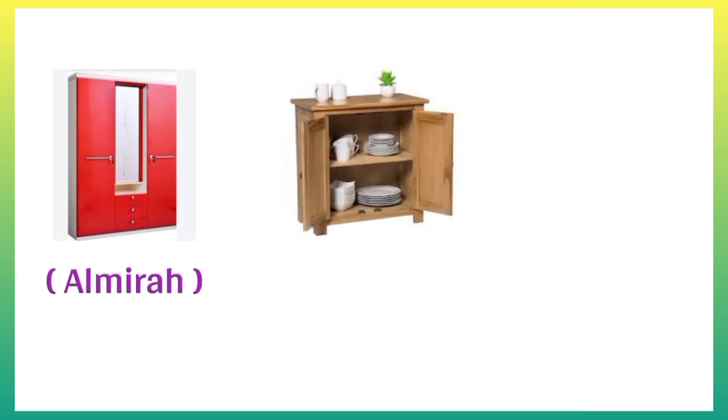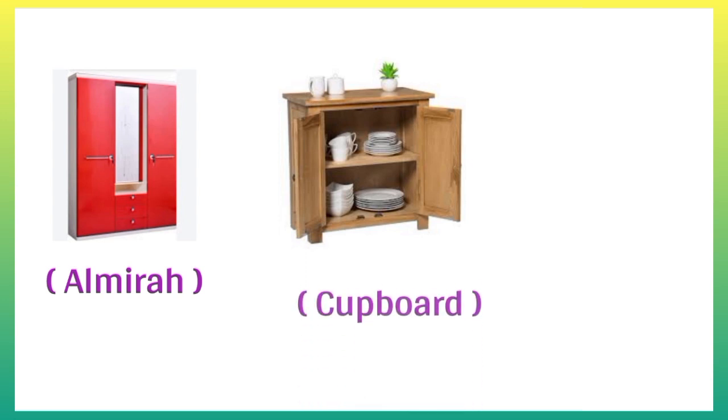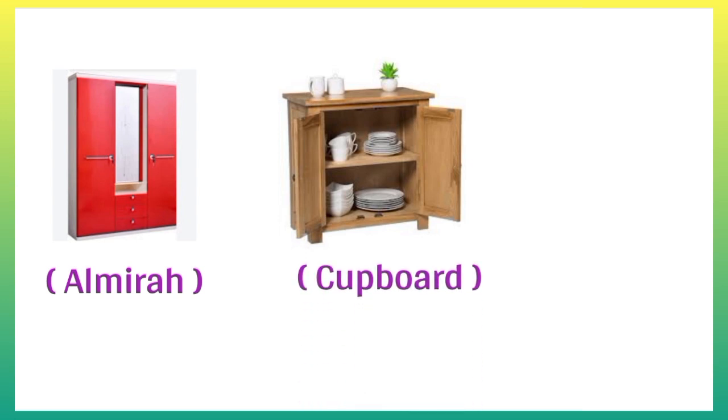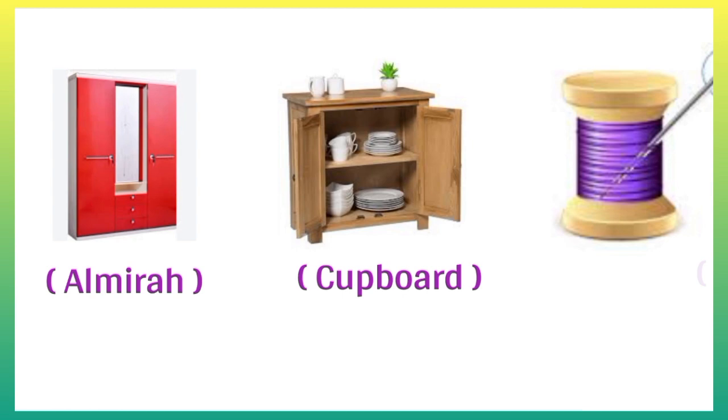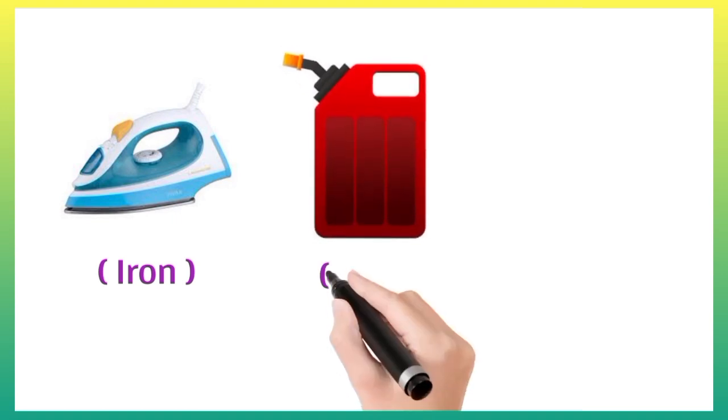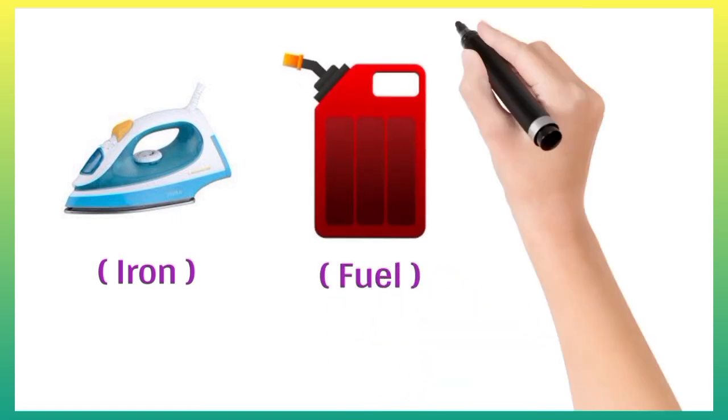First, we have almirah. Cupboard. Bobbin. Next, we have iron. Fuel.